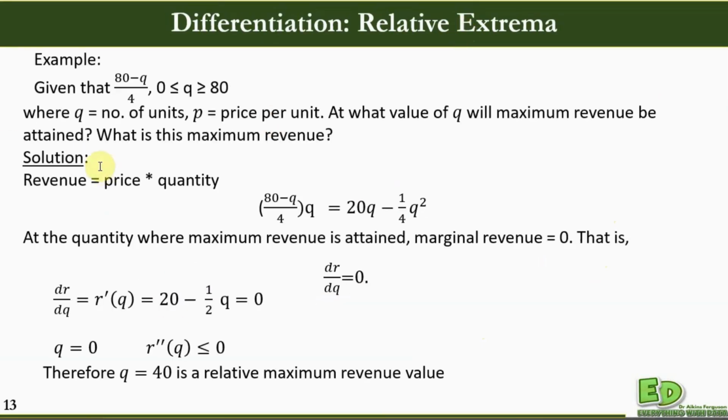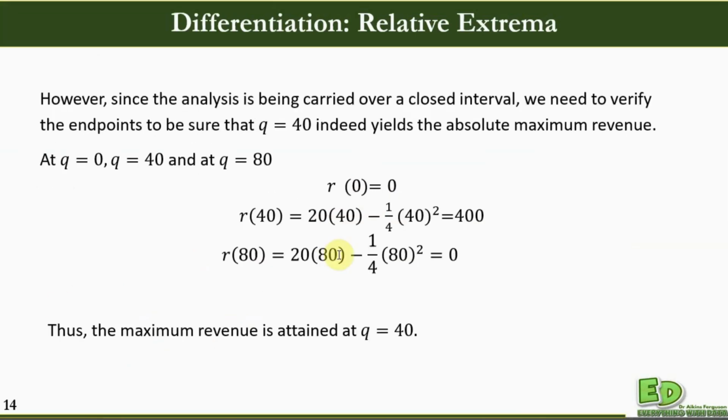So looking at the same question here, right? We had Q to be 40 after differentiating it, equating it to 0. We had 40, that is for our Q. What to do with that? However, since the analysis is being carried over a closed interval, we need to verify the endpoints. Q is equal to 40 indeed yields the absolute maximum revenue. How about the 80? How about the 0 as well, right? So we'll consider 0, we consider 40, that's what we calculated for, and we consider the 80.